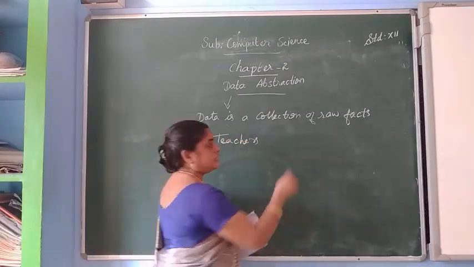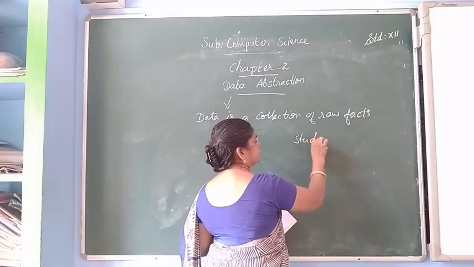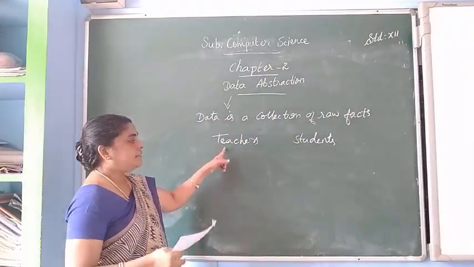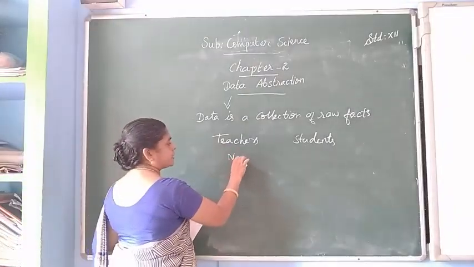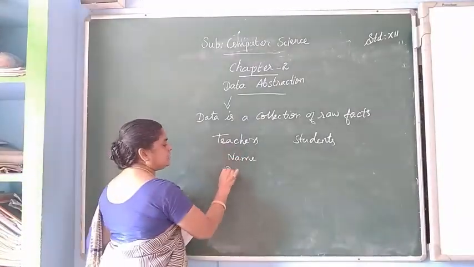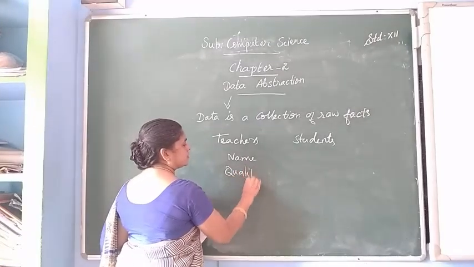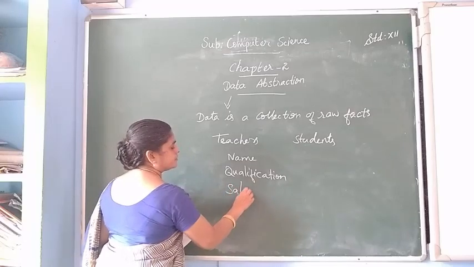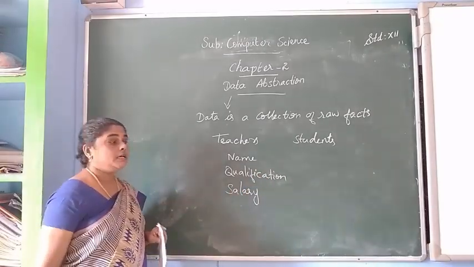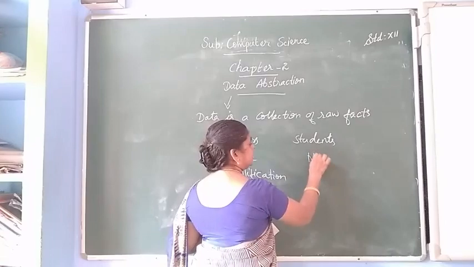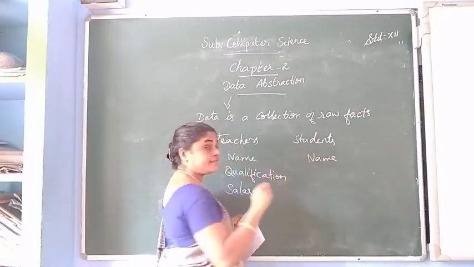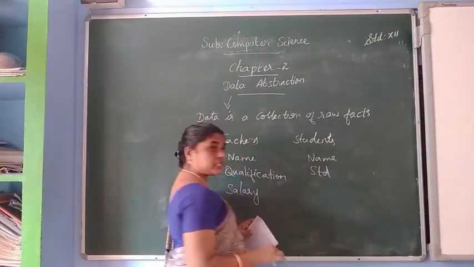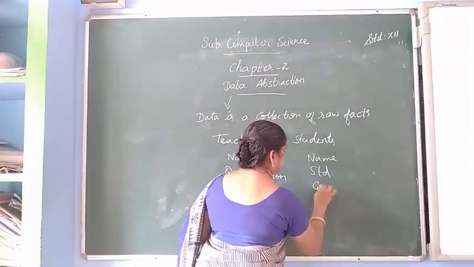See, for example, in a school, teachers are there, then students are there. These teachers have the name, they have the qualification, then they have salary. Students also have the name. Then next, which class, which standard they are studying. The next, contact details.